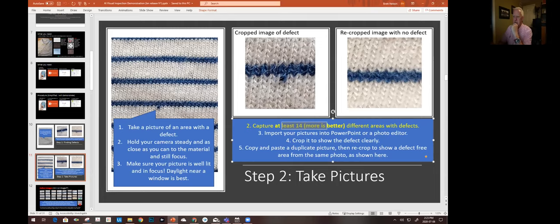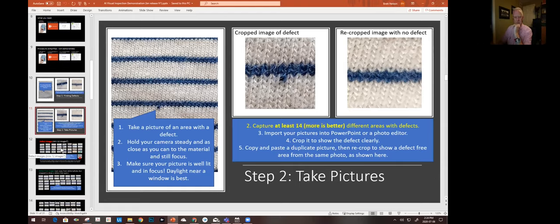So what I did is I took a picture of an area of my shirt that had a defect in it. Then I loaded it into PowerPoint. I cropped the image so that it showed a single stripe and the defect. And then I just copy and pasted that same image and shifted the crop so that it showed a good part of the shirt. So for every image that I took of a defect, I came along for the ride with at least one picture of good textile, or an area that doesn't have any defects on it.